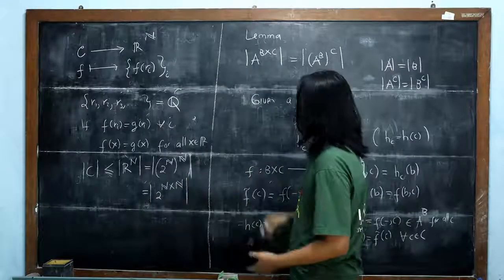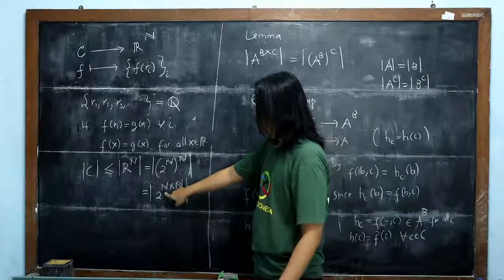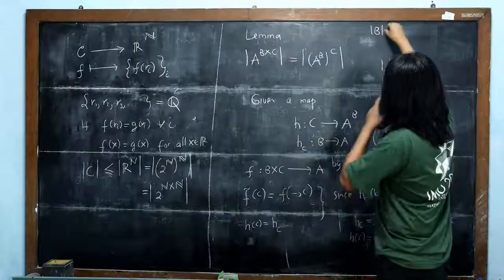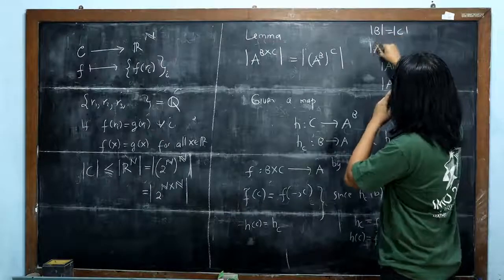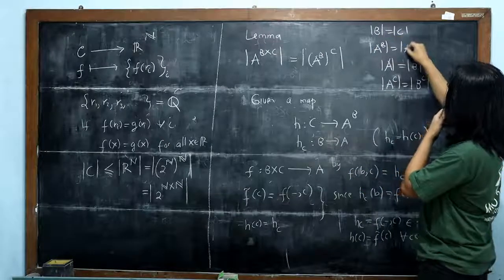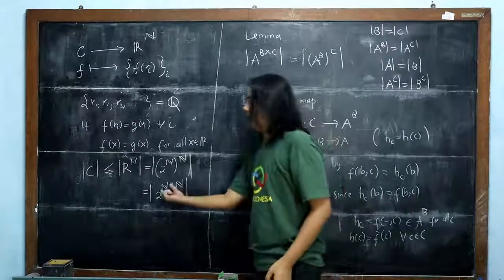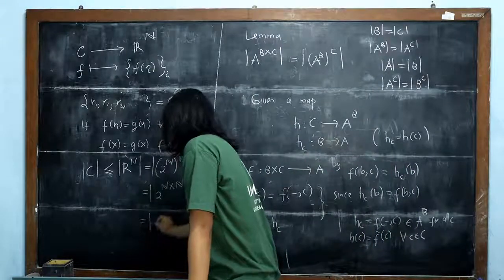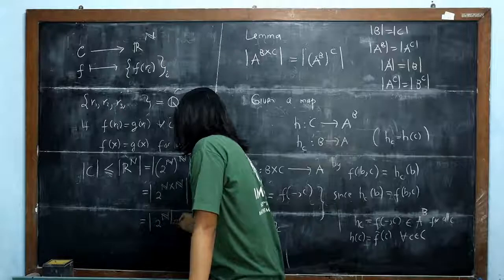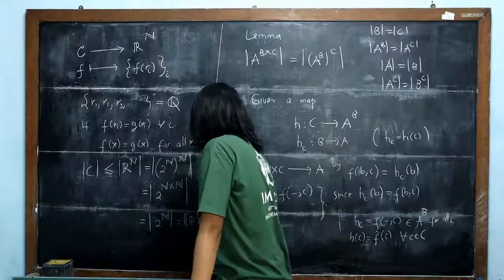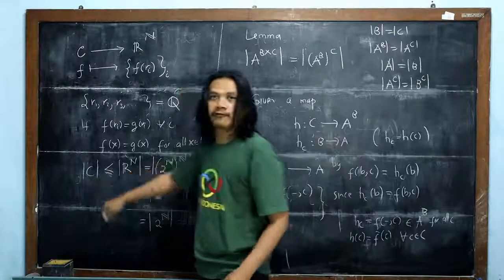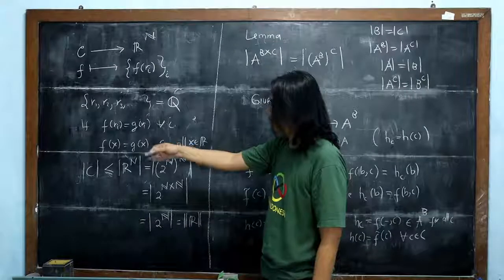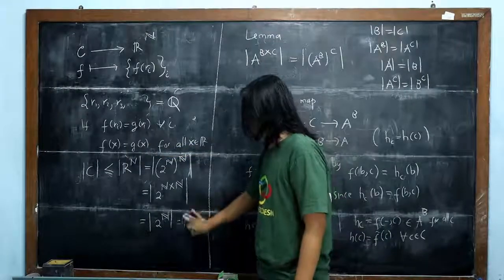And then the other lemma that we didn't prove says that if the cardinality of B is the same as the cardinality of C, then the cardinality of A to the B is the same as the cardinality of A to the C. Since the cardinality of n cross n is the same as the cardinality of n, then this cardinality is the same as the cardinality of 2 to the n, which is the cardinality of the reals. So we know that the cardinality of all continuous functions is less than or equal to the cardinality of R.